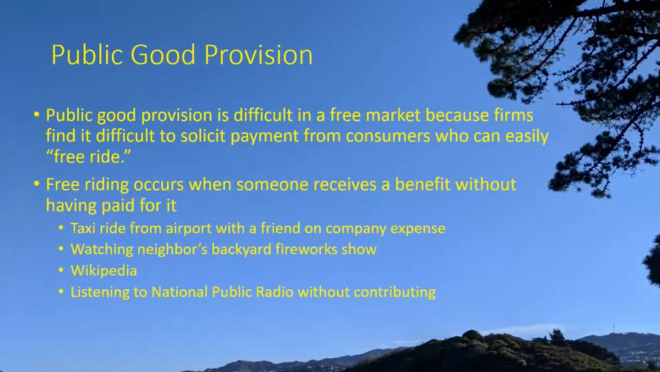All right, now, what are the problems that we face? Public good provision is difficult in a free market. So that's the first thing to recognize. Okay, and I'm going to give you an example of exactly why it's difficult and what problems can arise from that. But the basic idea is essentially because of the non-excludability aspect, it's difficult to get payment from consumers who can easily do what's called free riding.